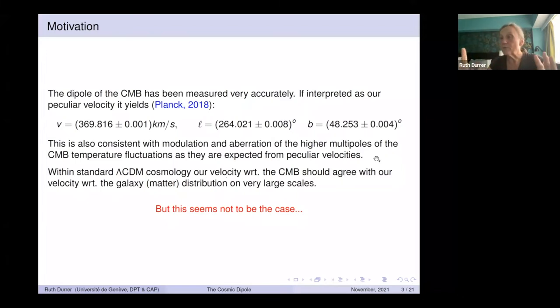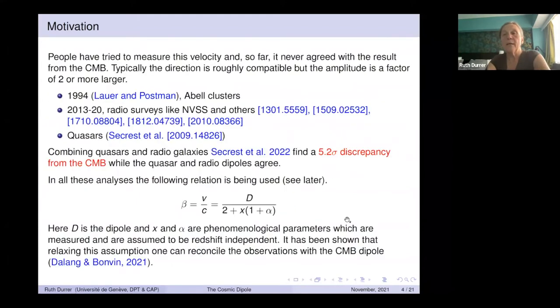Within our standard model of cosmology, lambda CDM, we expect that our velocity with respect to the last scattering surface of the CMB should actually agree with our velocity with respect to the matter distribution on very large scales. But somehow this seems not to be the case. People have tried to measure this velocity, and so far it has never agreed with the result from the CMB. Typically, the direction is roughly compatible, but the amplitude is about a factor of 2 or more larger.